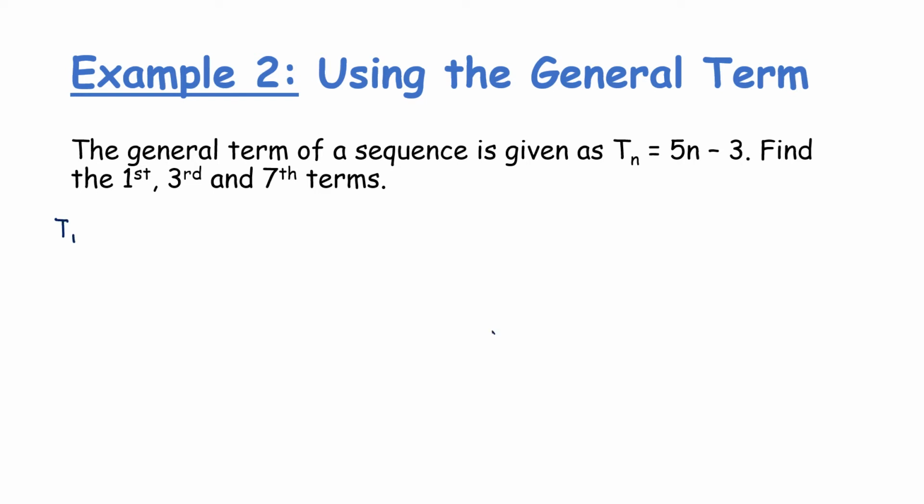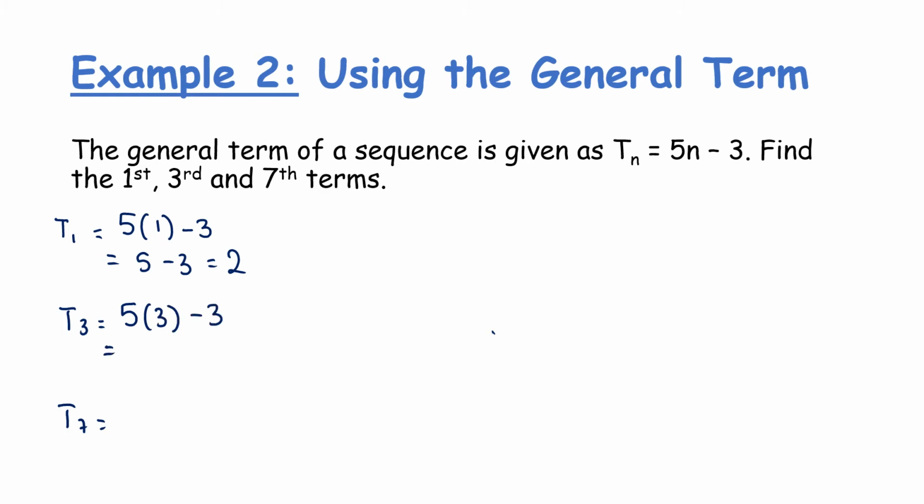So we're looking for T1, T3, and T7. We do 5 times 1, minus 3, which is 5 minus 3, which is 2. Here we have 5 times 3 instead of n, minus 3, 15 minus 3, which is 12. 5 times 7, minus 3, which is 35 minus 3, which is 32. So we have our three values of the first, the third, and the seventh term very quickly using that general term.